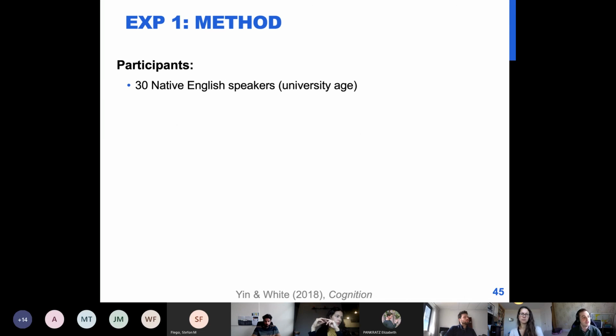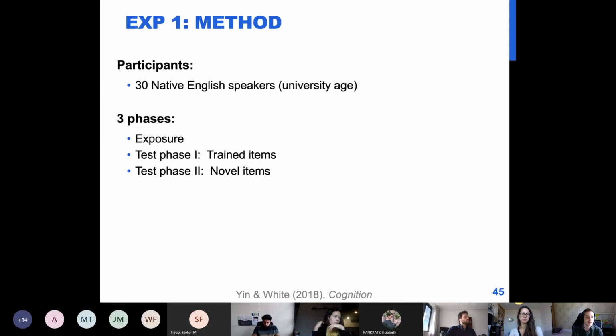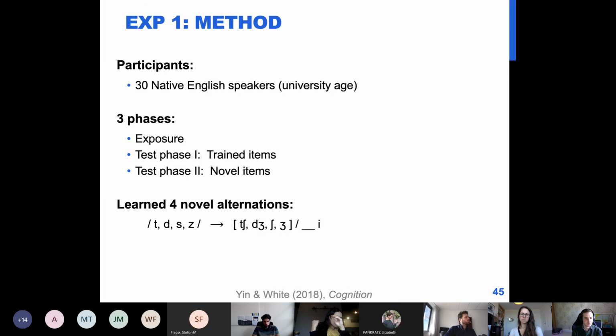Okay, so the method here: we had 30 English speakers and three phases. We had the exposure phase and then two test phases, one with trained items and one with novel items. And everyone in this experiment is learning four novel phonological alternations. So t becomes ch, d becomes j, s becomes sh, and z becomes j, all before e. So this is a palatalization rule.